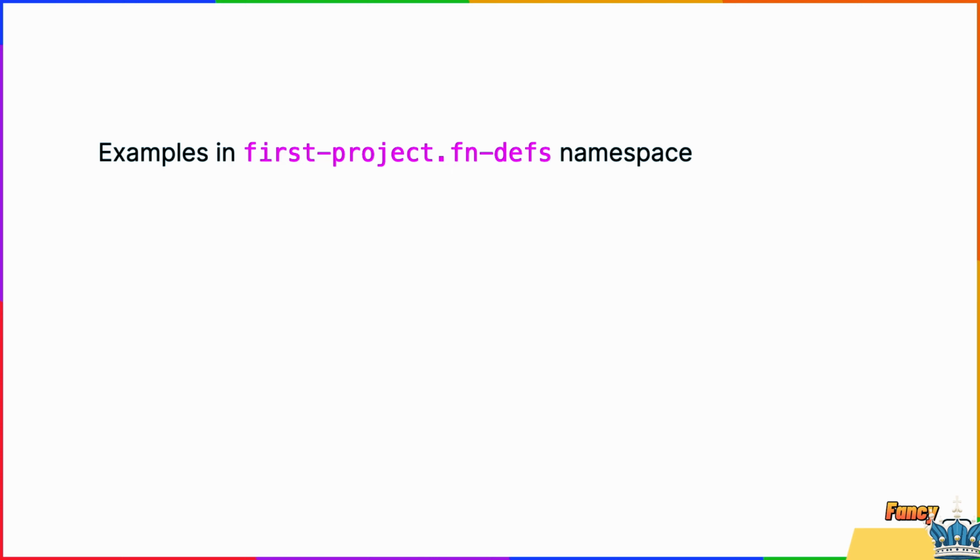The examples in this chapter are coded in the first project .fndefs namespace. Can you figure out the disk path of this namespace?